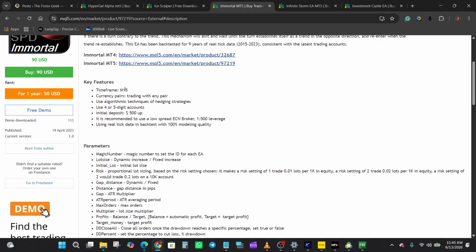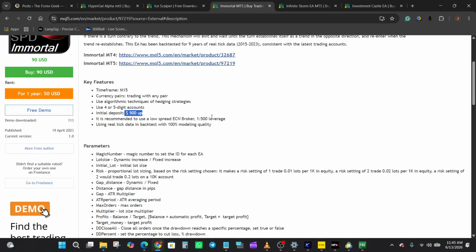frame is M15. And the developer states that the EA can be used on any currency pair. The product information also notes support for both 4-digit and 5-digit accounts with a suggested starting deposit of $500 or more.